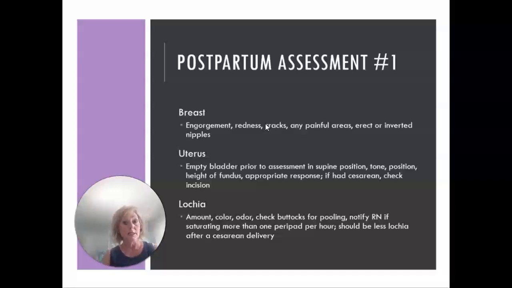We're going to look at the uterus. Make sure the bladder is empty. So we might want to have them get up and go to the restroom before we actually check, and then we can check when they get back. To check that, we want to make sure they're in supine position. We're going to check the tone of the uterus, the position of the uterus, and the height of the uterus. So all of that needs to be checked.